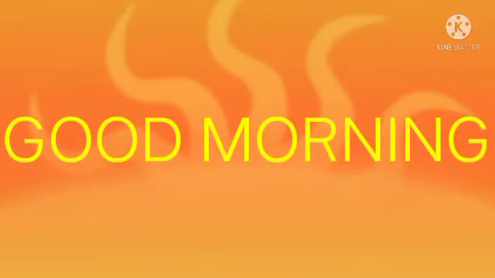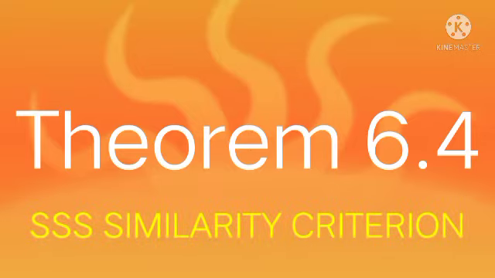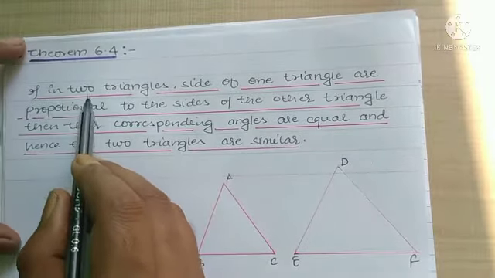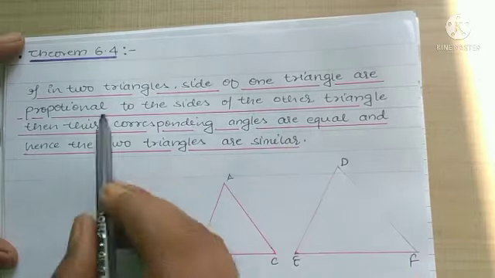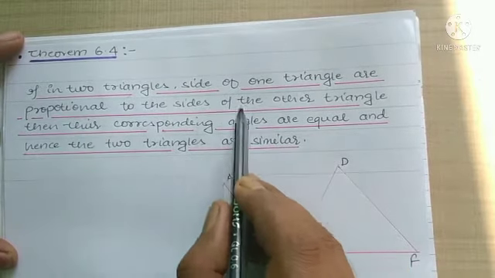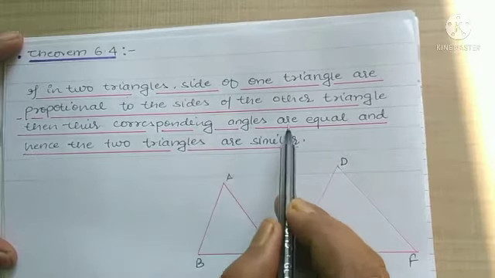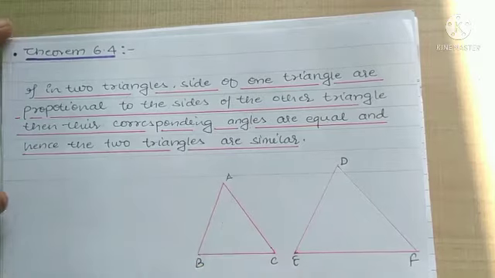In this session, we are going to discuss Theorem 6.4, SSS Similarity Criterion. Theorem 6.4: If in two triangles, sides of one triangle are proportional to the sides of the other triangle, then their corresponding angles are equal and hence the two triangles are similar.